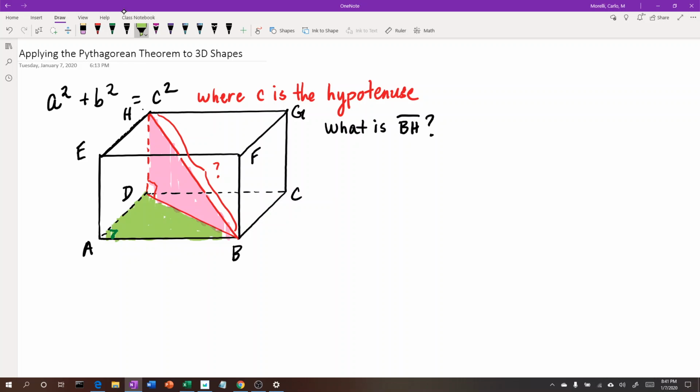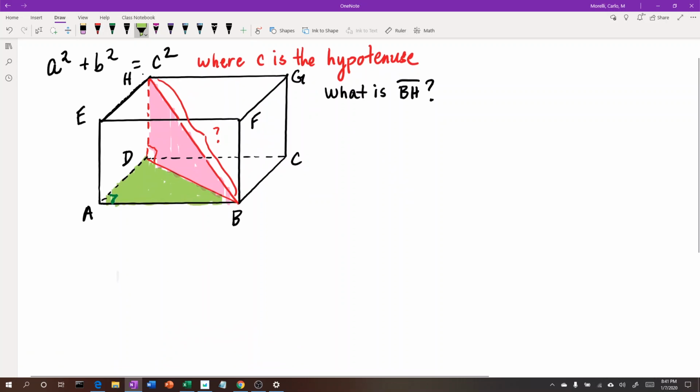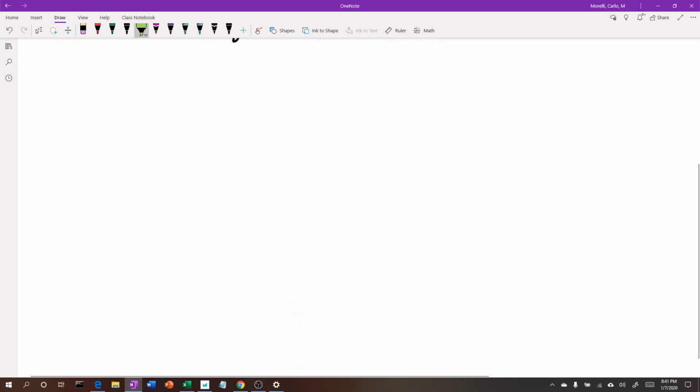Let's move down here. We're going to draw another one of these shapes. And now that we've got the foundation to think about it, we might have some better luck finding all the missing lengths. So here's a shape.